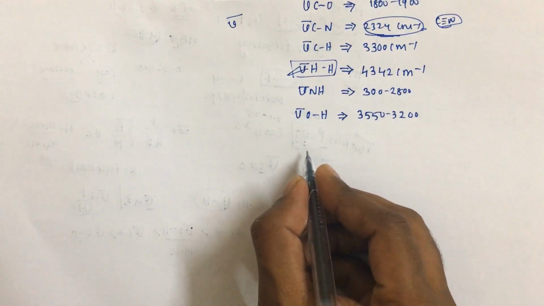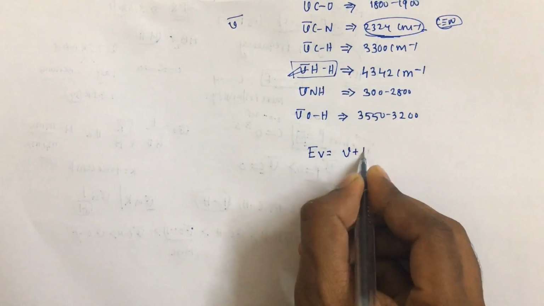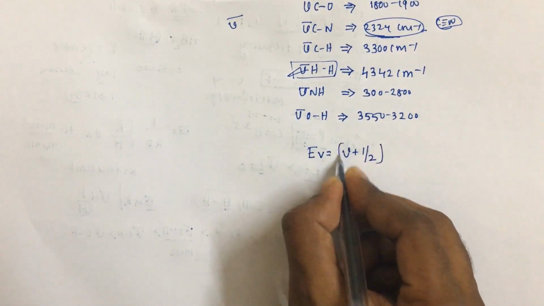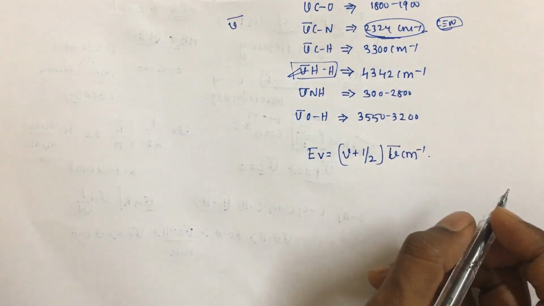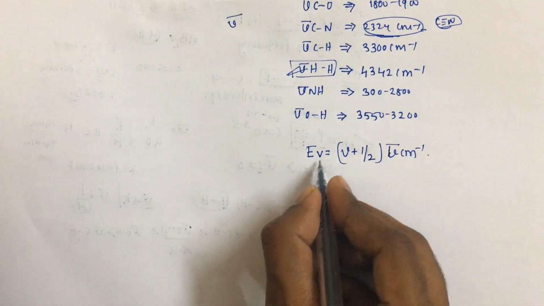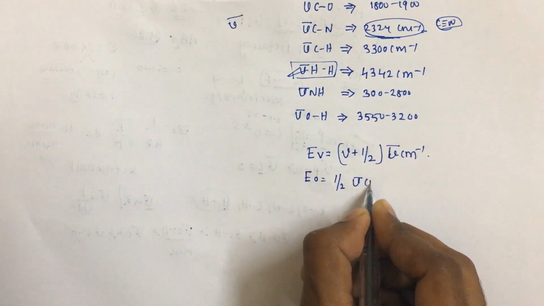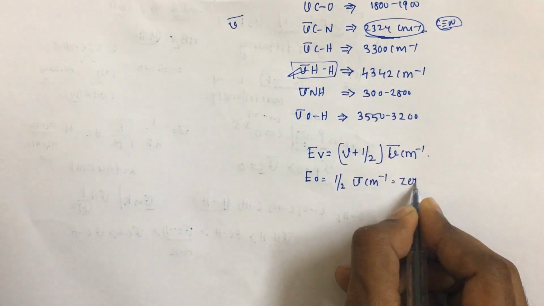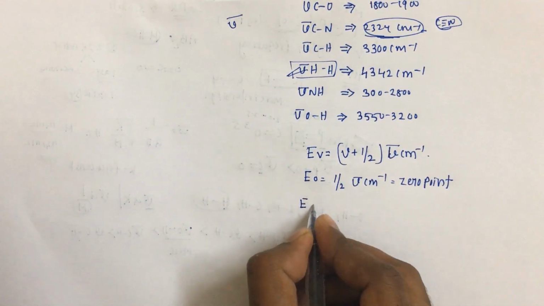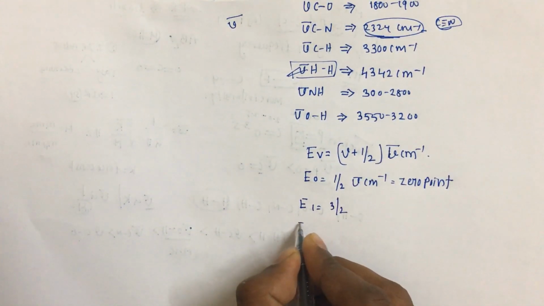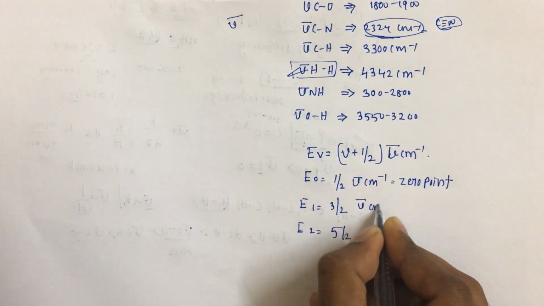Next we have the energy level calculation. E_v equals v plus 1 by 2 nu bar centimeter inverse. This is the principle to calculate the energy levels. When v equals 0, it will be 1 by 2 nu bar centimeter inverse. This is called the zero point energy. When v equals 1, it will be 3 by 2, and when v equals 2, it will be 5 by 2 nu bar centimeter inverse.